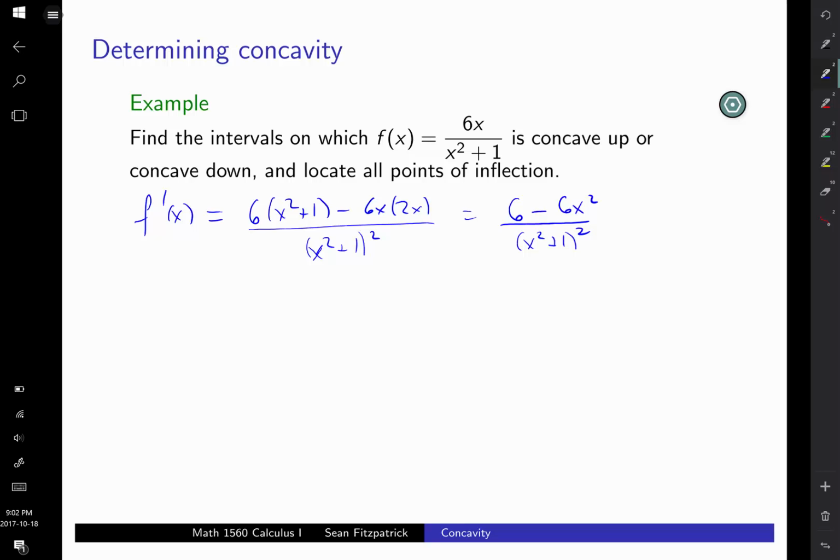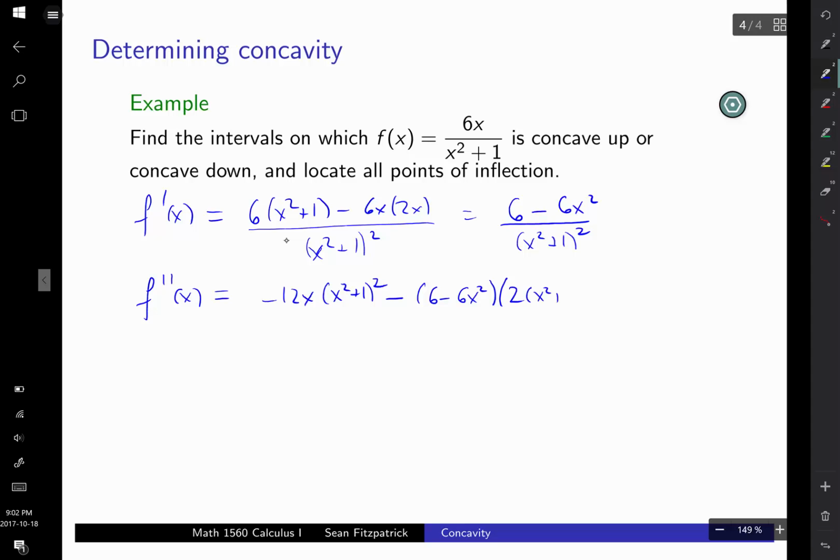I can get the second derivative, and of course that's going to be quotient rule again. So f double prime, we do the derivative of the top, we get minus 12x times the bottom, x squared plus 1 squared, minus the top, 6 minus 6x squared, times the derivative of the bottom there. We'll use chain rule, so 2 times x squared plus 1, times the derivative of the inside, so we get 2x, all over x squared plus 1 squared, so now it's to the 4th power.